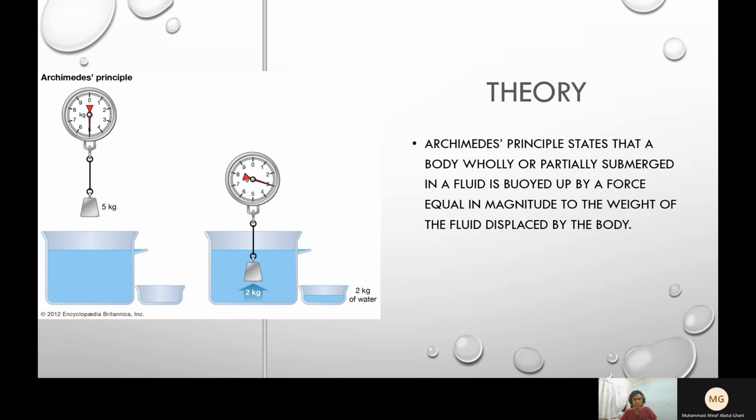For example, we can see here that a 5 kg object is fully submerged into the water and it displaces water which has a mass of 2 kg. From the principle, we can state that the buoyancy force is equal to the weight of the water, and we can also see that the object experiences an apparent weight loss of 2 kg.